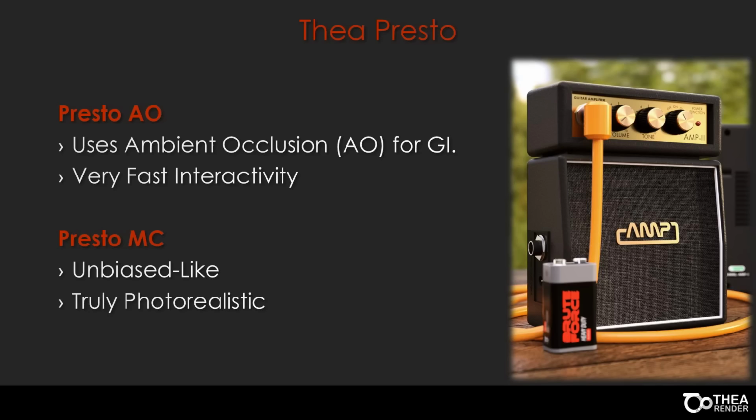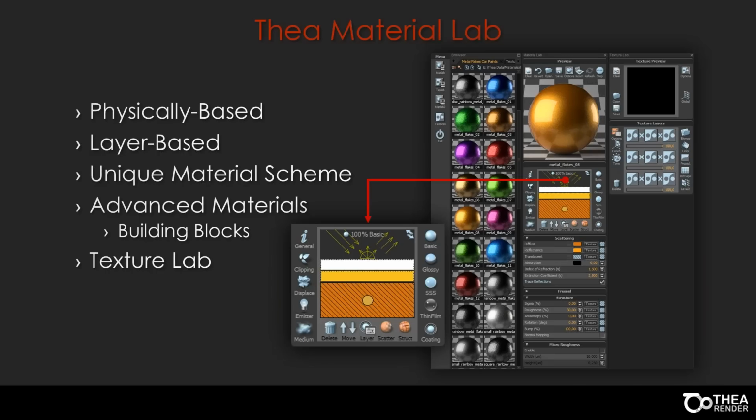Now, one of the most important things of the Thea Render-Engine is the Material Lab. The Material Lab is physically based. That means that materials do not violate any laws of physics, and they have been developed on an analytical physical framework. The way you work with materials is layer-based, and that means that you can create different layers and you can stack them one on top of the other or mix them together to create complex materials.